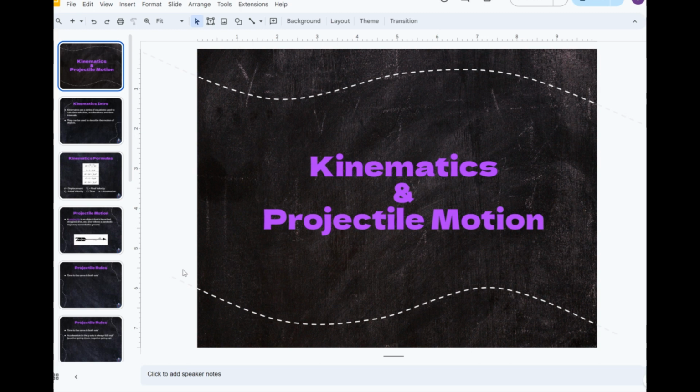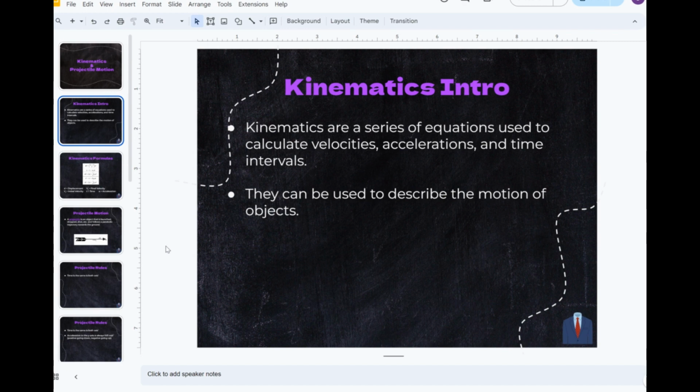In this lesson, we're going to learn how to solve kinematics and projectile motion problems. Kinematics are a series of equations used to calculate velocities, accelerations, and time intervals. They can be used to describe the motion of objects.